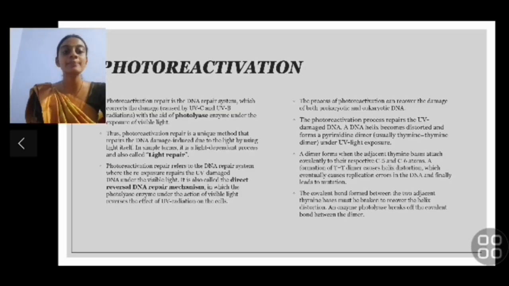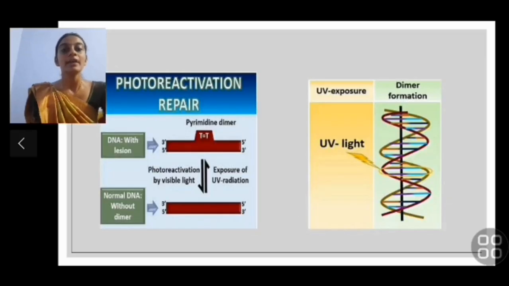An enzyme known as photolyase can break the covalent bond formed in the dimer. And this picture shows the process. When UV light is exposed, a dimer is formed, and this leads to the formation of a bubble, and this bubble can be cleaved with the help of the photolyase enzyme in the presence of visible light, and thus the structure of the DNA is regained.